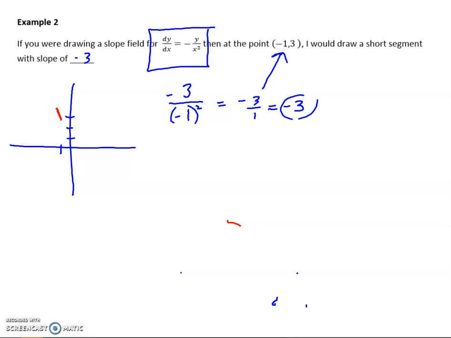Just to show you in contrast, what if I did (-1, 2)? Well, if I did (-1, 2), I end up with 2 on top, a negative, and then I end up with a -1 squared, so I end up with a slope of -2. So if I was going to graph that, -2 is a little less steep, so maybe something like this. And then it kind of starts to get a little flatter and so on and so forth. And you'll notice these when we start to look at the slope fields all together.